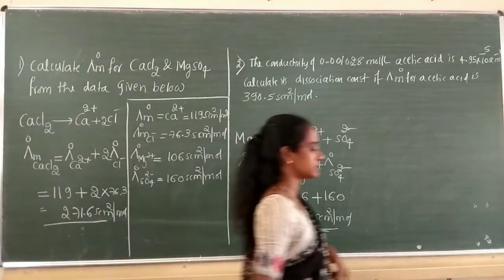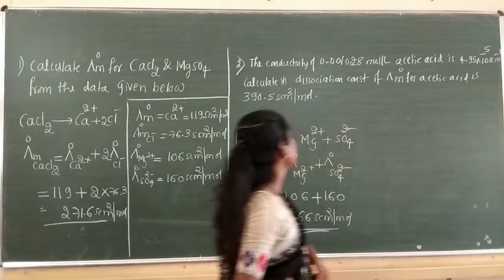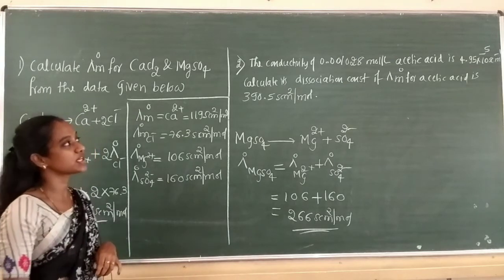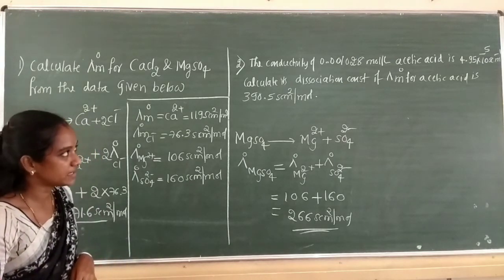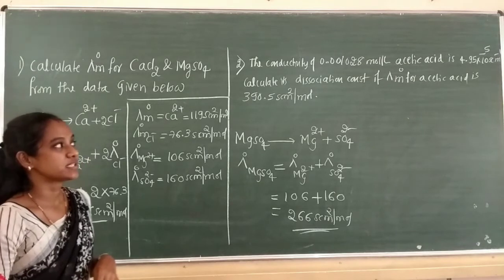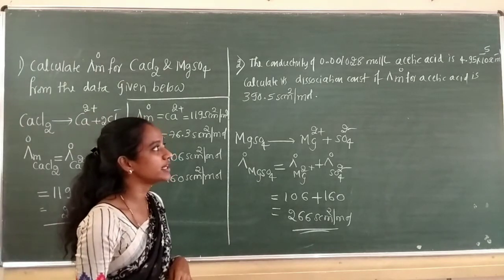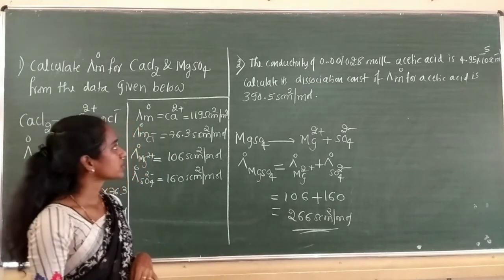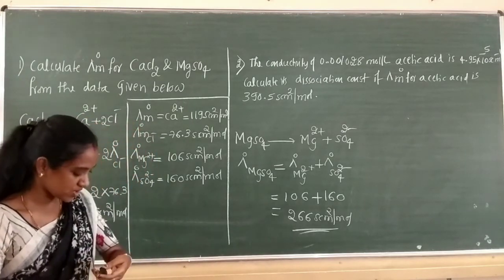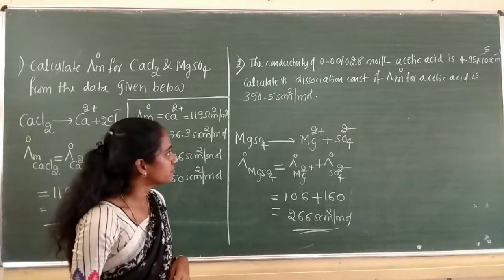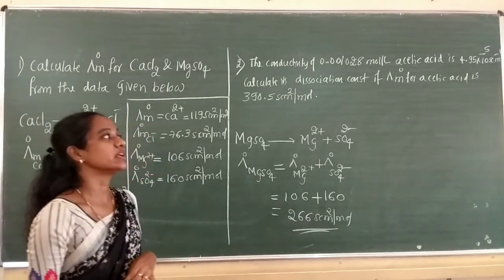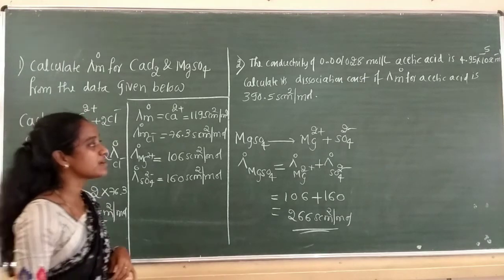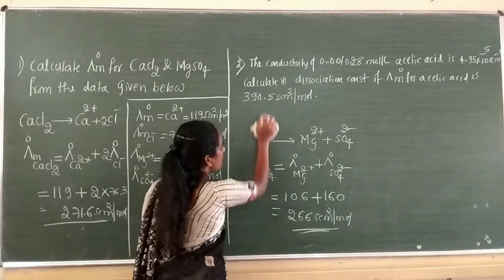Now let us consider the second one. What is given? The conductivity of 0.001028 mole per liter acetic acid is 4.95 into 10 to the power minus 5 Siemens centimeter inverse. Calculate its dissociation constant if the limiting molar conductivity for acetic acid is 390.5 Siemens centimeter square per mole.